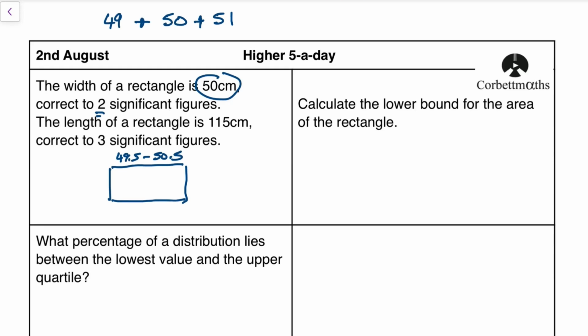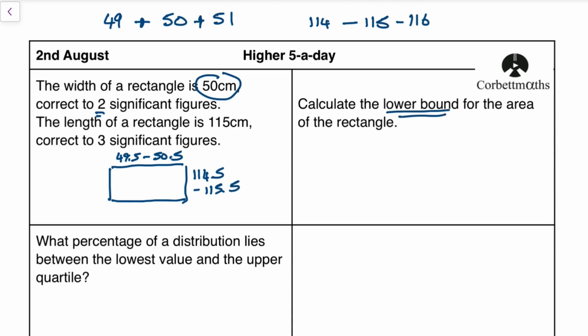The length is 115 to 3 sig fig. So the third sig fig above is 116, the third sig fig below is 114, which means I know my length, which weirdly is shorter, but doesn't matter, it's only a diagram, is going to be 114.5 to 115.5, not 116, 115.5. Then it says calculate the lower bound.